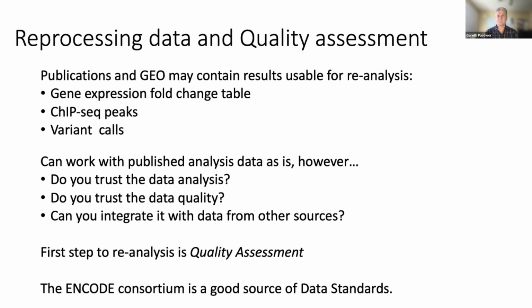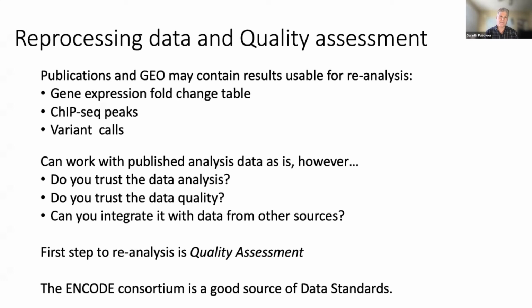And can you integrate it with data from other sources? Often, imagine you have multiple ChIP-seq or, let's say, RNA-seq data sets from various papers that you want to integrate and compare. You can't really compare data sets and samples that have been processed by different pipelines. They really need to be reanalyzed by the same pipeline. So if you want to reanalyze them by your own method, the first thing to do is to assess the quality.